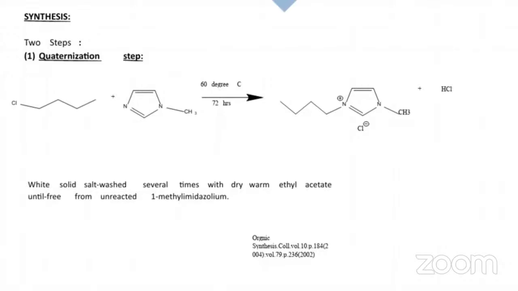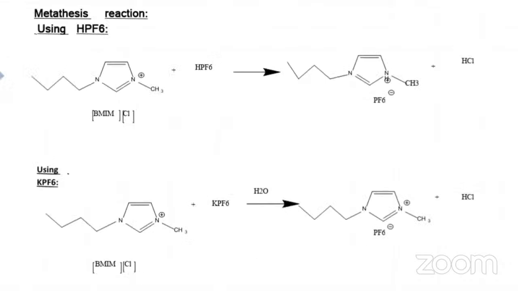Now, the second step is the metathesis reaction. This reaction occurs using two reagents. First is HPF6 and the second is KPF6. In the first case, BMIM-Cl reacts with HPF6 to form BMIM-PF6, meaning 1-butyl-3-methylimidazolium hexafluorophosphate. But in the second case, using KPF6, BMIM-Cl reacts with KPF6 to form the same product, BMIM-PF6. And from this reaction, we can see that from the same reactant, we get the same product, but by using two different reagents.